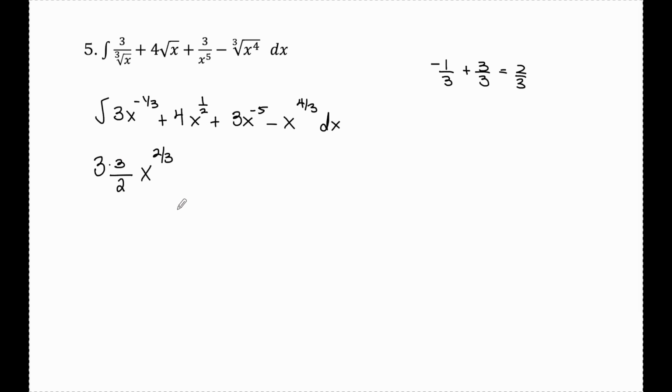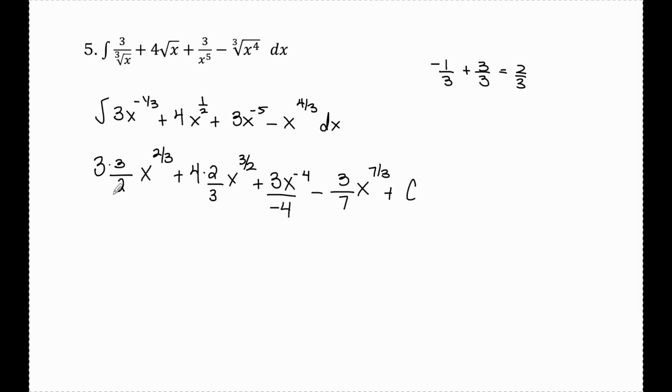3 halves instead. For my second term, I carry down the 4, leave space for my fraction, carry down that variable. If I add 1 to a half, 1 over 2 plus 2 over 2, I get 3 over 2 for my fractional exponent, and I multiply by the reciprocal of 2/3. Plus this next term, if I add 1 to negative 5, I have x to the negative 4th divided by negative 4. And my last term, again, I'll leave space for a fraction. 4/3 plus 3/3 is 7/3. And I multiply by the reciprocal, 3/7. Don't forget to tack on your plus c.